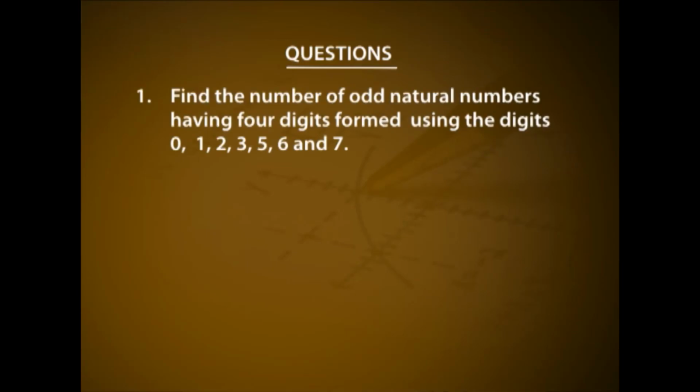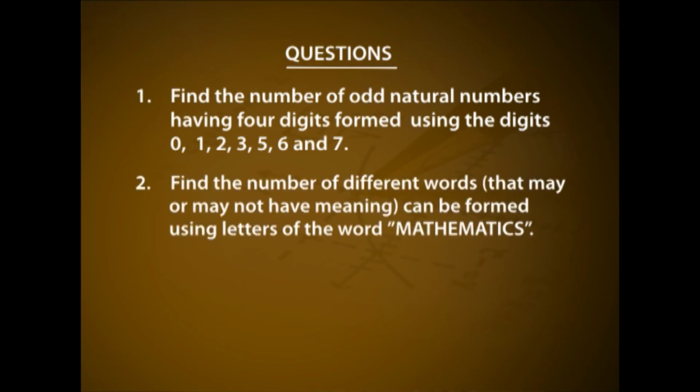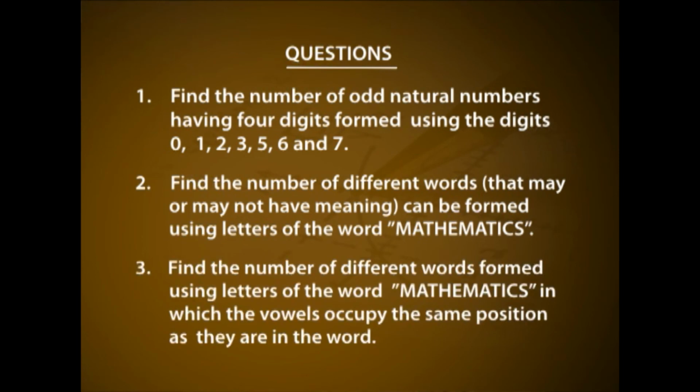First, find the number of odd natural numbers having 4 digits formed using the digits 0, 1, 2, 3, 5, 6 and 7. Next, find the number of different words, which may or may not have meaning, that can be formed using letters of the word mathematics. Next, find the number of different words formed using letters of the word mathematics in which the vowels occupy the same position as they are in the word.